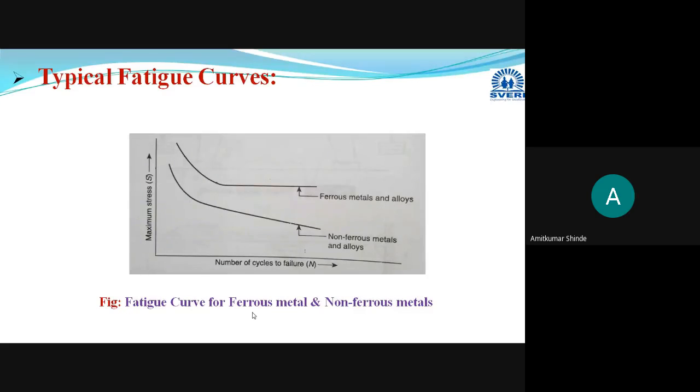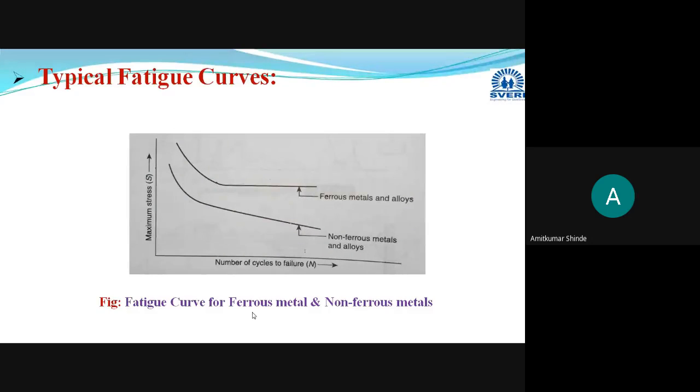When you conduct a similar test, suppose for a particular stress and you are providing a number of rotations, then in case of the non-ferrous alloy, after a certain number of rotations, that component may get failed. Here, in case of the ferrous materials, if you provide an infinite number of rotating cycles, the failure of the component does not occur. That's why that particular stress value is termed as fatigue limit or endurance limit.